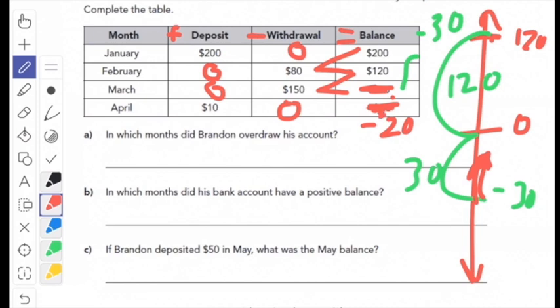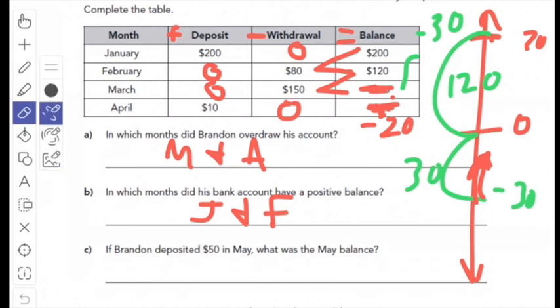So which months did he overdraw his account? That means he has negatives. That would be March and April. In which months was his bank account positive? So it has to be January and February. And finally, if Brandon deposited $50 in May, what's his new balance?